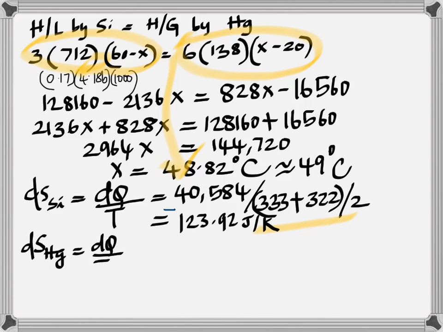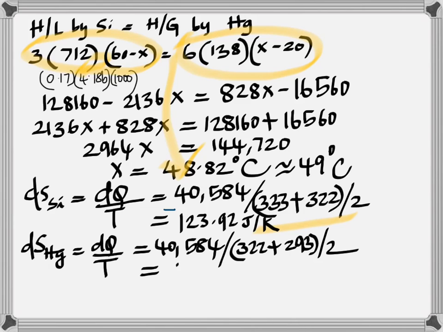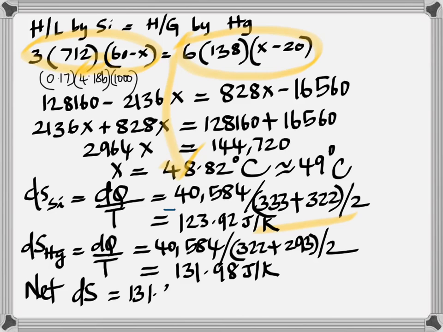123.92. And the entropy gained by mercury, same way, is the same amount by the mean temperature of mercury. And to find the net change, just take the difference between the two. Actually, you're adding them, you get 8 joule per Kelvin.